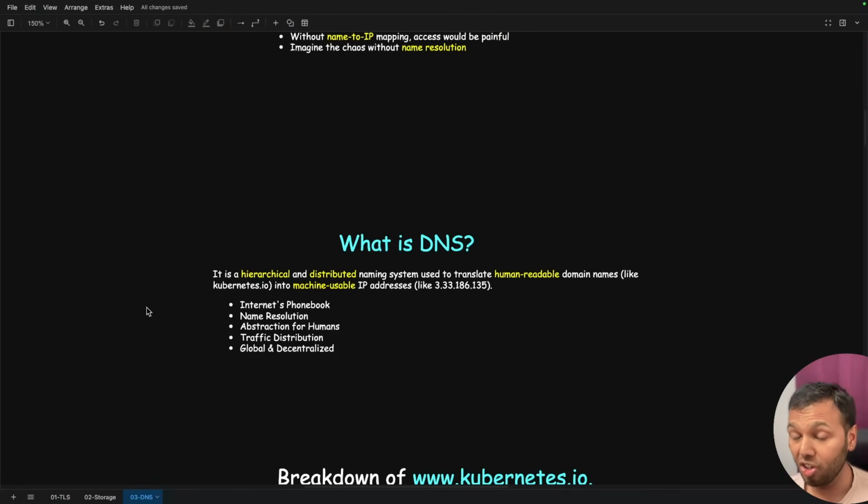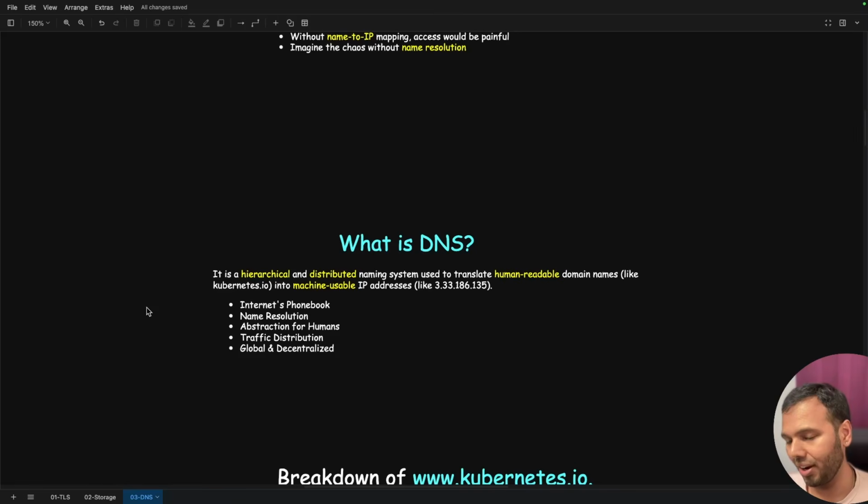Traffic distribution. This is a critical one. DNS can point a name to multiple IPs for load balancing or failover. That is the reason even if you have hundreds of servers, they all can be fronted by a load balancer, and that load balancer is associated with a DNS name.